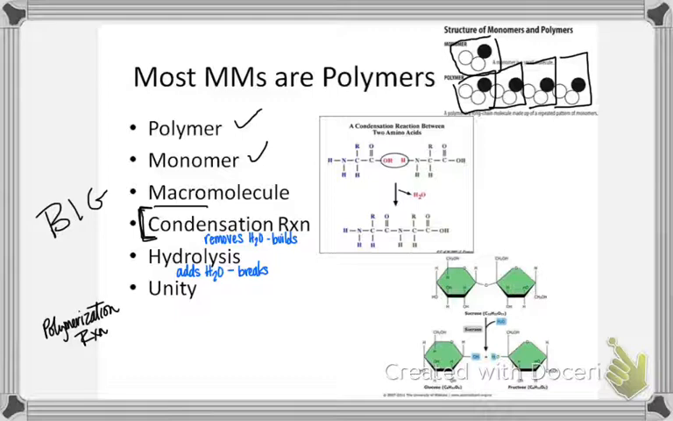40 to 50 monomers are used to construct almost everything. New properties emerge when they're arranged in different ways. That's the unity.